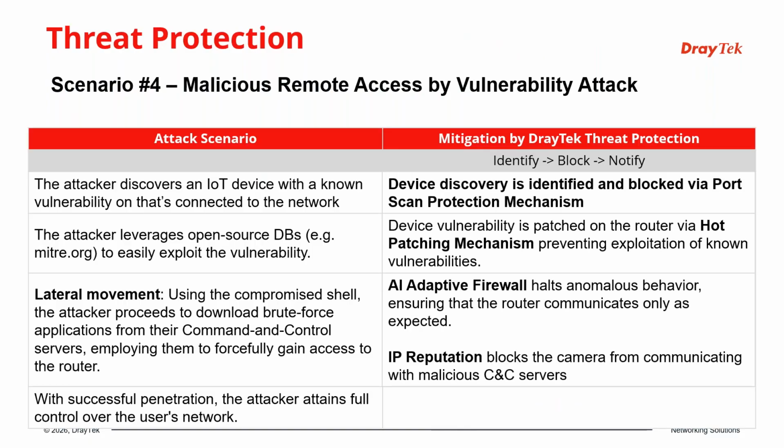So the device discovery in this situation will be blocked by the web port scanning, but then the device vulnerability could be blocked by the hot patch mechanism, and the adaptive firewall could halt anomalous behavior by noticing the communication. And also by the IP reputation, command and control servers could be blocked, because we would potentially have them as a poor IP reputation and then be blocked for devices trying to connect to them from the network.